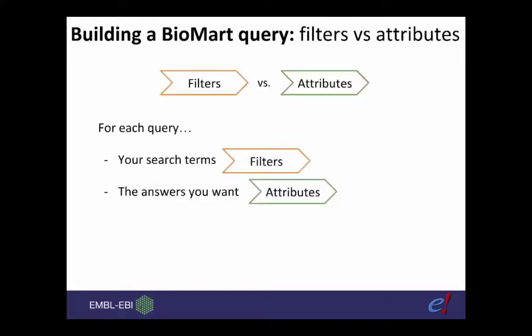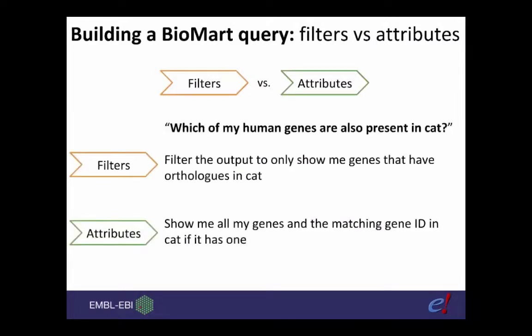So there's sometimes some common confusion between filters and attributes, and in BioMart there's often more than one way to go about getting the same amount of data. So for each query or search terms, you have filters, and then the answers you want are your attributes, typically. But in this example, you could say, I want to find which of these human genes are also present in cat, for example. And you could apply a filter for this. So you could filter the output to only show you genes that have orthologs in cat. Or you could apply an attribute which will show you which of my genes have a matching ortholog in cat.